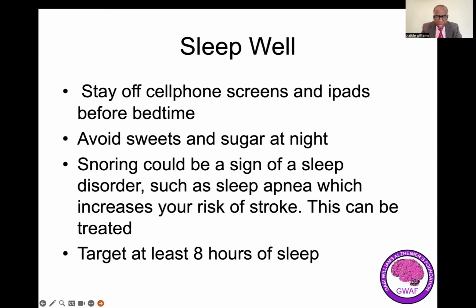It's important to consult your doctor for excessive snoring at night. And if your partner witnesses this, in addition to pauses in the middle of these snoring episodes, it's important to seek a diagnosis for potential sleep apnea. And it's also important to target at least 8 hours of sleep every day.